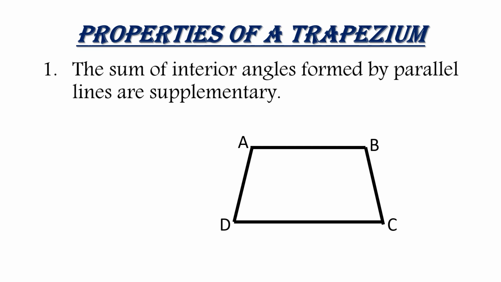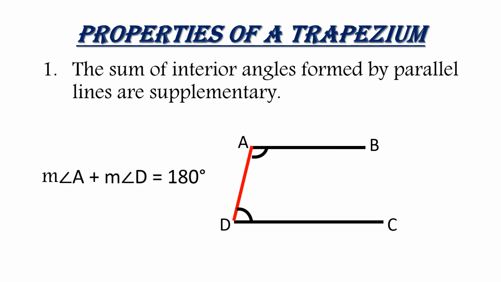Properties of a trapezium. The sum of interior angles formed by parallel lines are supplementary. Look at this figure. Here seg AB and seg DC are parallel. Seg AD is a transversal. So here angle A and angle D are the interior angles formed by parallel lines AB and DC. And here angle A and angle D are supplementary. Means measure angle A plus measure angle D equals 180 degrees.